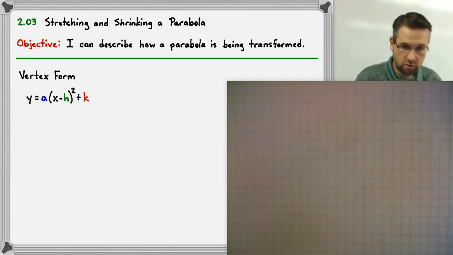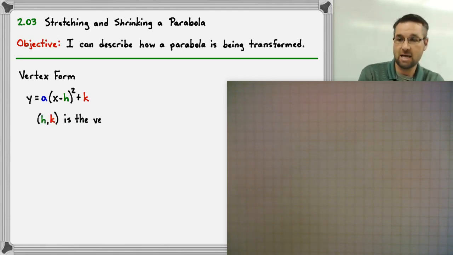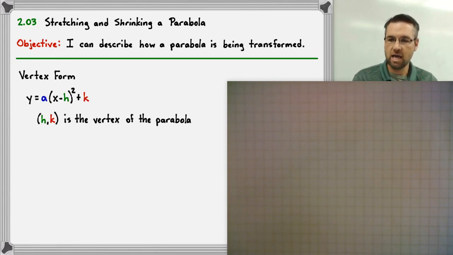The overall vertex form is y equals a times x minus h squared plus k. And remember from the last lesson, the h, k is the vertex of the parabola. So we know that since this is x minus h, we actually change the sign of whatever we see here to identify the x value of our vertex. And since this says plus k, we're going to keep whatever sign there for our y value of the vertex. So our vertex, again, is h comma k. We'll see more examples of that in a little while.